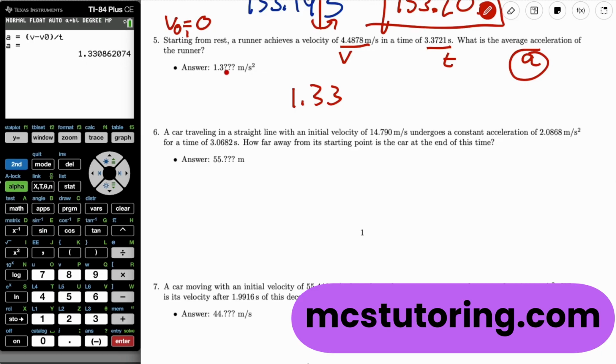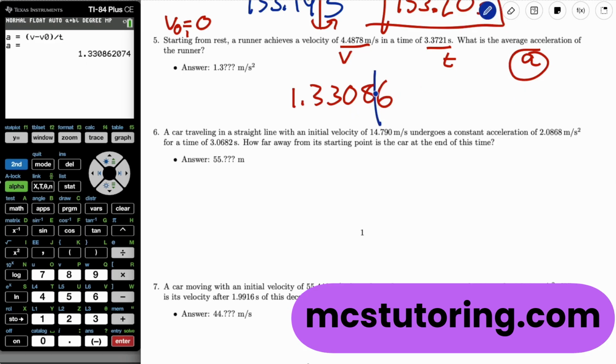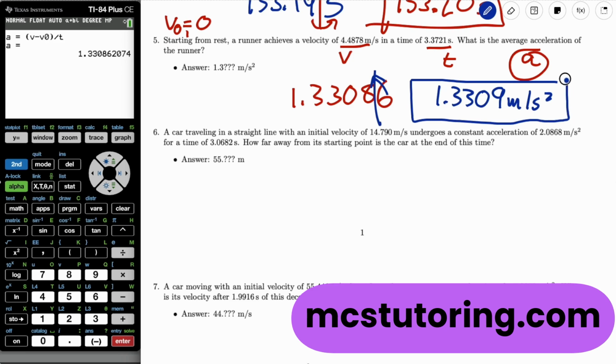It looks like it's going to be 1.33. We want to go to 4 decimal places, so 1.33086. I'm looking at the 5 here because, again, the test is whether this next digit is 5 or larger. It is, so it's going to bump that up. So it's going to be 1.3309 meters per second squared. That's the unit for acceleration, typically in a physics class.